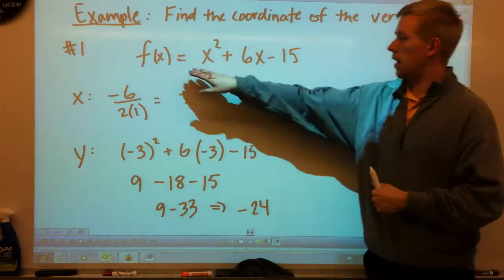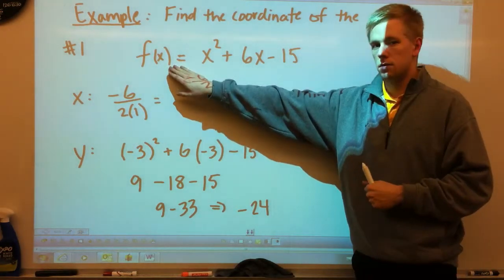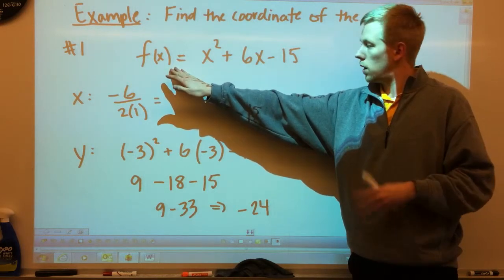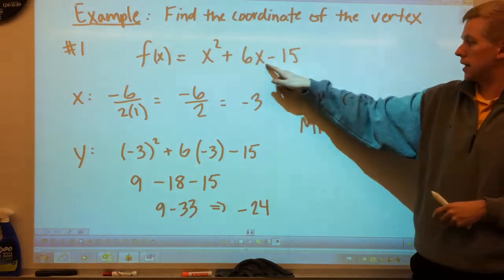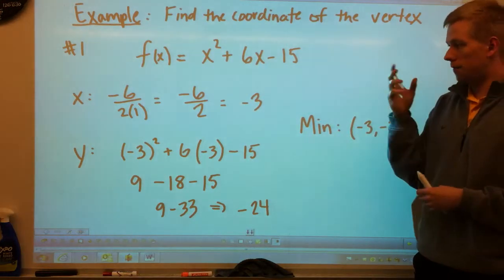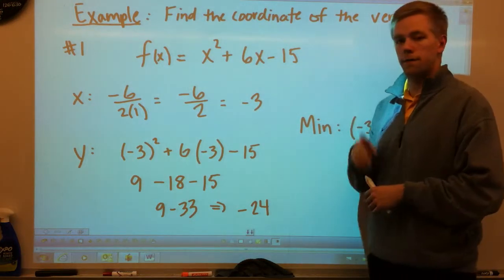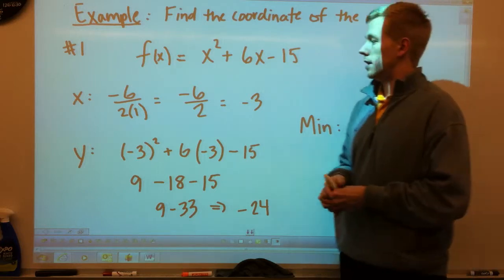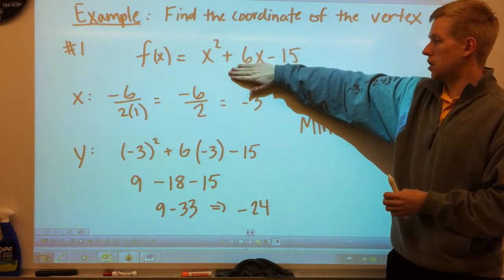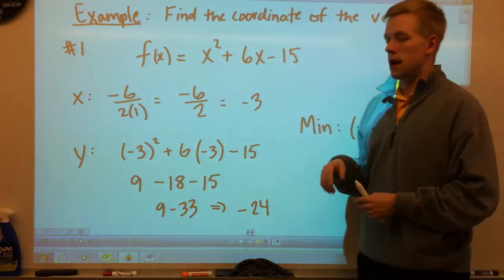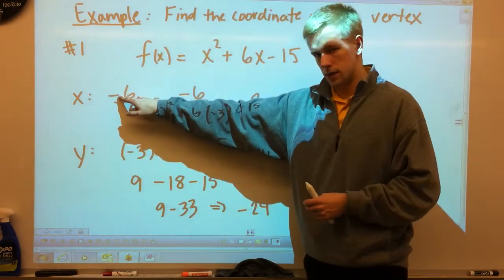Now, if I look at this, I have f of x, not y, but f of x and y we know are the same thing. This is the function f of x equal to x squared plus 6x minus 15. I want to find just the x-coordinate first. I'm going to use that formula. It is the opposite of b over 2a. So b in my quadratic equation here is 6. The opposite of 6 is negative 6.